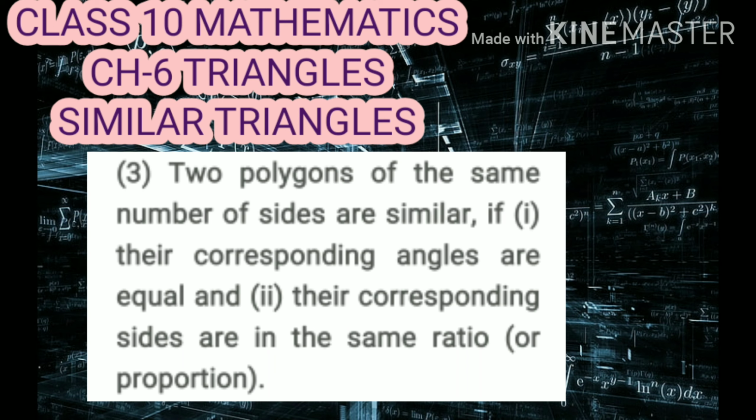Now children, we will discuss similar polygons. Children, two polygons of the same number of sides are similar if their corresponding angles are equal and their corresponding sides are in the same ratio. Meaning, two polygons having equal angles and equal ratio of sides are called similar polygons. To understand it more clearly, let me take an example.